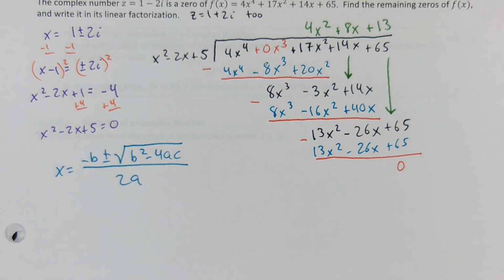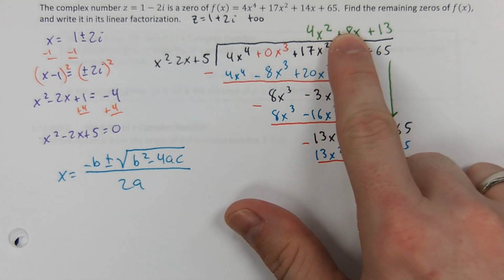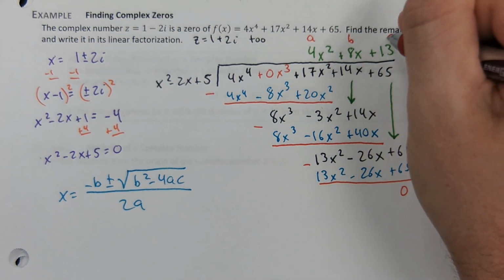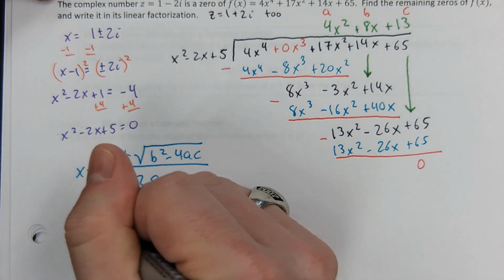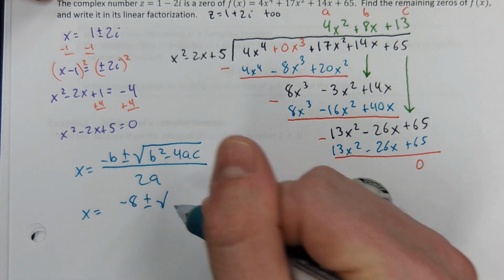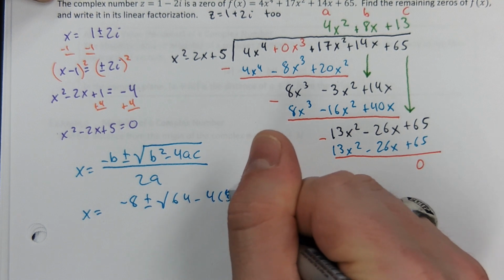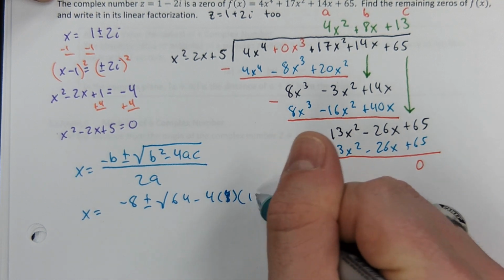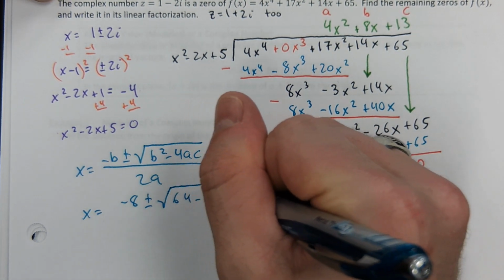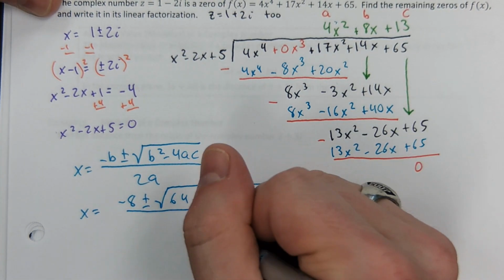Anyway, in case you didn't know, A is 4, B is 8, and C is 13. So x equals negative b, so negative 8, plus or minus root b squared, 64, minus 4 times a times c. That was supposed to be a 4, but for some reason I wrote a 3. All over 2a, but 2a is 8.